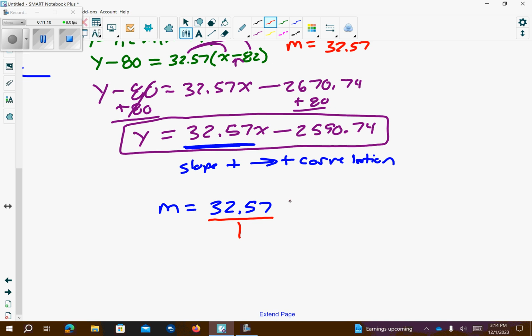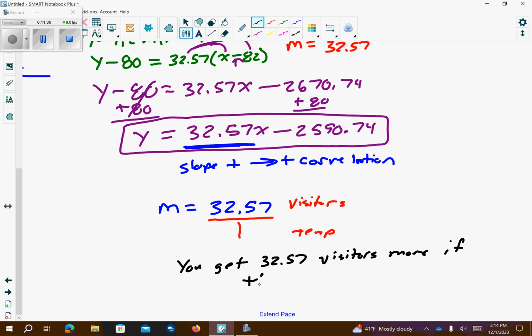Remember, the y value are the visitors. The x value is the temperature. And this is what this means in the context of the problem. You get 32.57 visitors more if the temperature is 1 degree warmer.